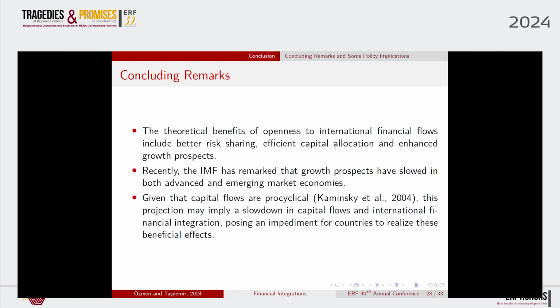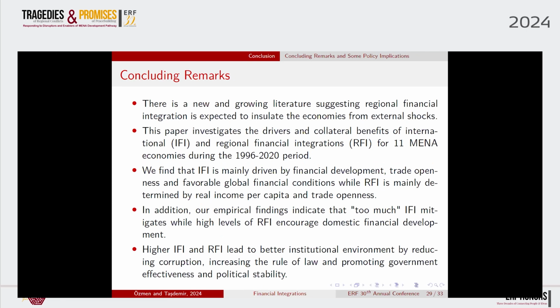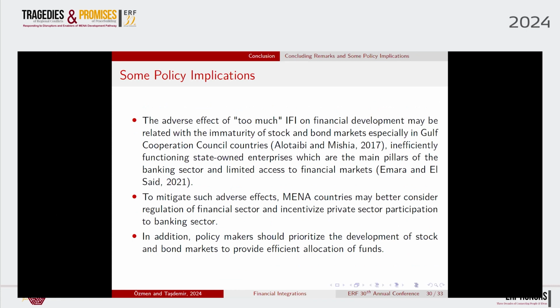Let me conclude. In this paper, we focus on the association between international financial integration, regional financial integration, and financial development and governance. We find that too much international financial integration deters financial development. This is because of the immaturity of stock and bond markets, inefficiently functioning state-owned enterprises, and limited access to financial markets. To diminish these adverse effects, many economies may regulate the financial sector, may provide some incentives for the participation of private sector, and may prioritize the development of stock and bond markets.